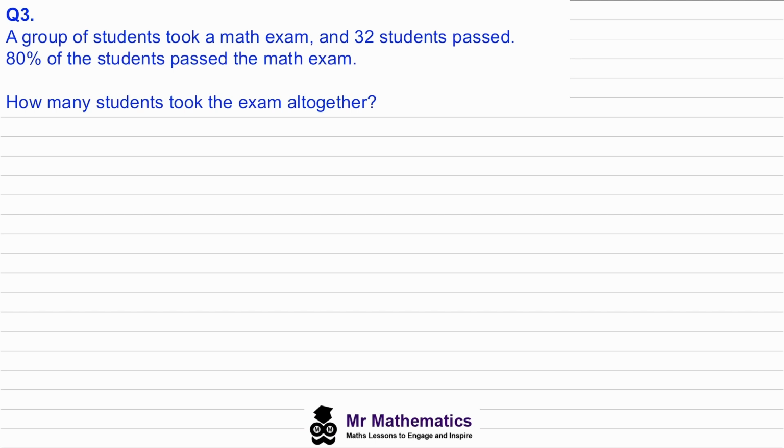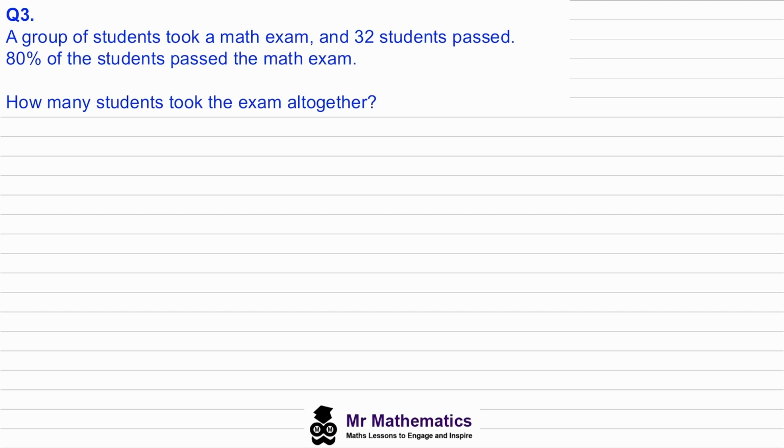So in example 3, we're told that a group of students took a maths exam and 32 students passed, and that 80% of the students passed the exam. We've been asked to work out how many students took the exam altogether. So perhaps you want to try this question yourself. You can pause the video, and when you come back, we'll go through the worked solution.